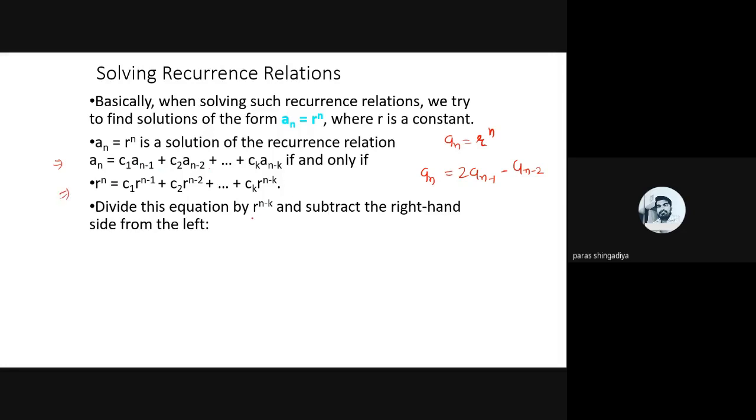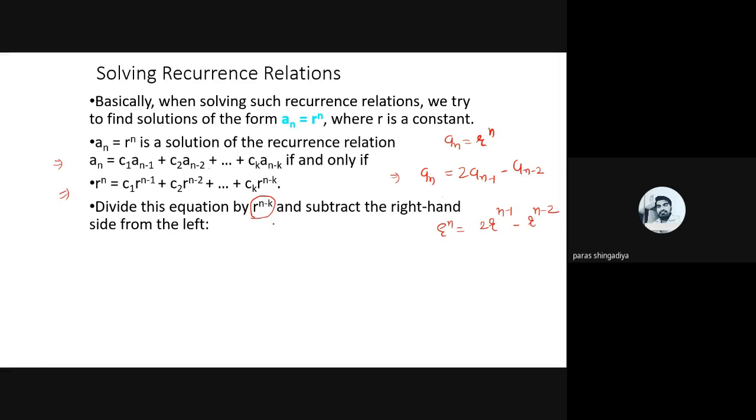We'll divide this equation by r raised to n minus k. Okay, so if we consider this form in this recurrence relation, what will be this form? r raised to n is equal to 2 r raised to n minus 1 minus r raised to n minus 2. Okay, this form will be defined for this recurrence relation.